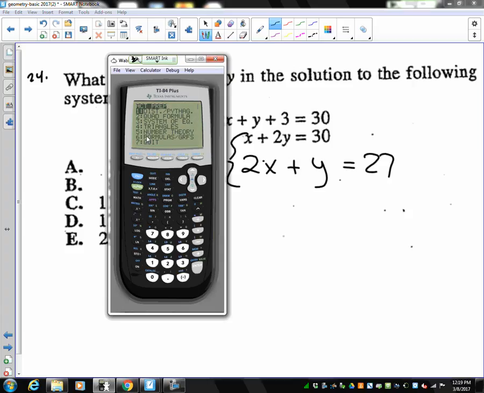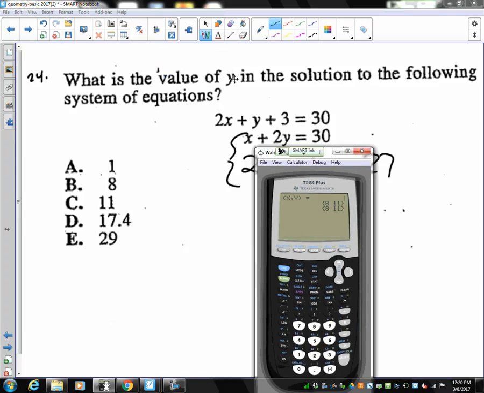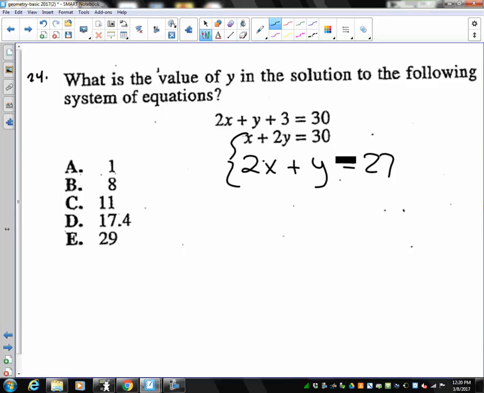All right. So here we go. Systems. It's 3. How many? 2. Okay, now let's just put in our A, B, and C. So we got 1, 2, and 30, and then 2, 1, and 27. Okay, so we get 8, 11. Now this one's only asking, again, for the y value. So that would just be 11, which is C.